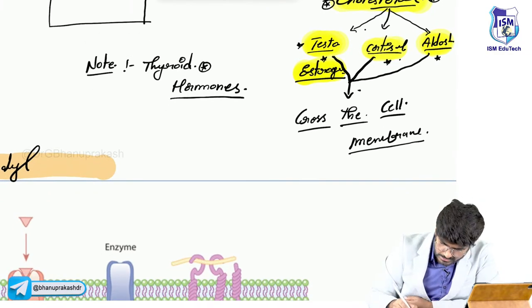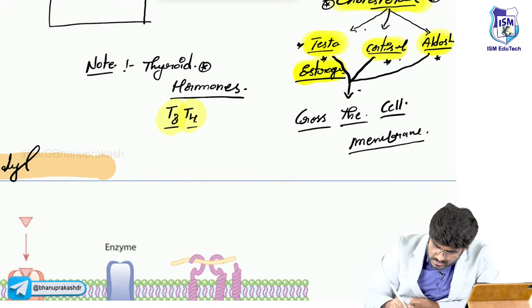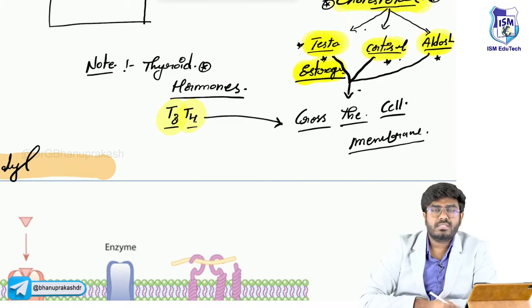How many types of thyroid hormones are there? T3, T4. These are the thyroid hormones. This is the question which was asked in the exam. So, thyroid hormones, yes, they cross the cell membrane, true.